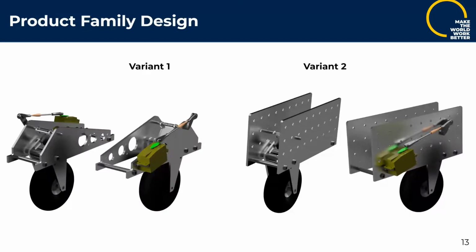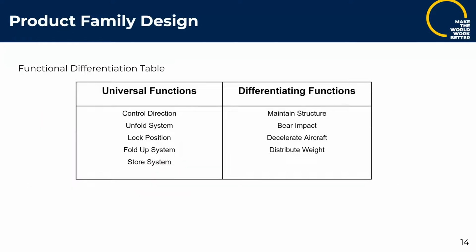So moving on to our product family, we have two variants for our two different customers. The first is for recreational customers, and the second is for research customers. And the difference in those needs is outlined on the next slide. You'll see that across the board, our recreational unit needs to be able to bear impact, decelerate the aircraft, and distribute weight as a normal landing gear would in performance, where both customers are interested in deploying and retracting the landing gear for both of their independent functions.